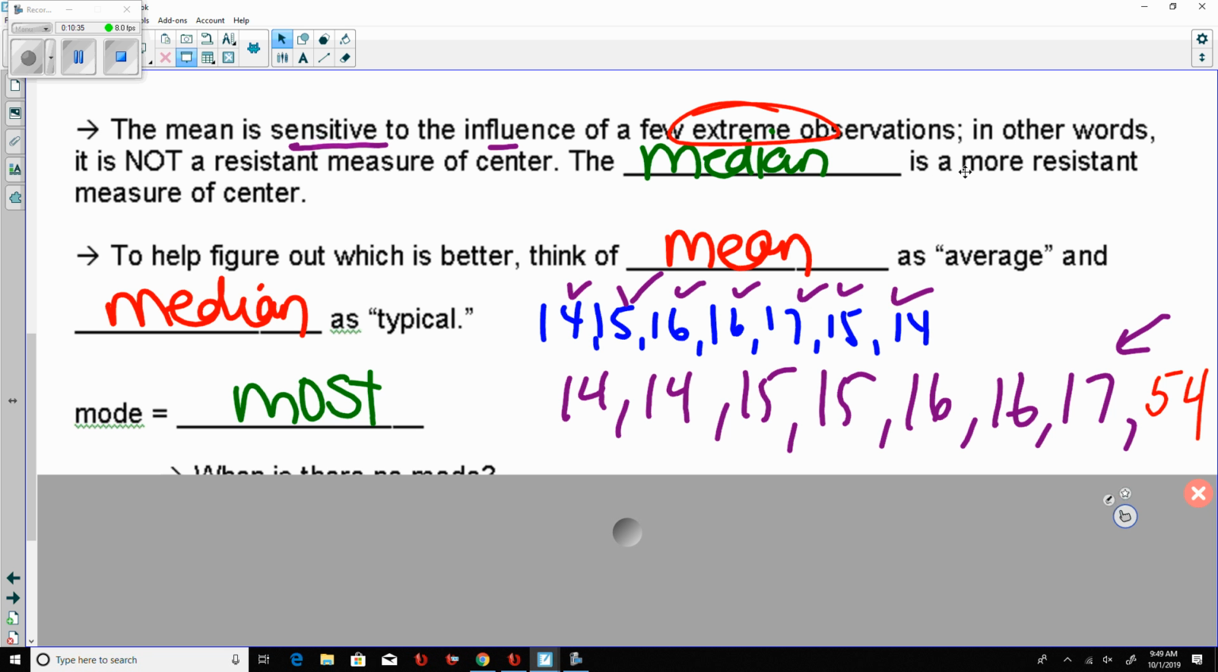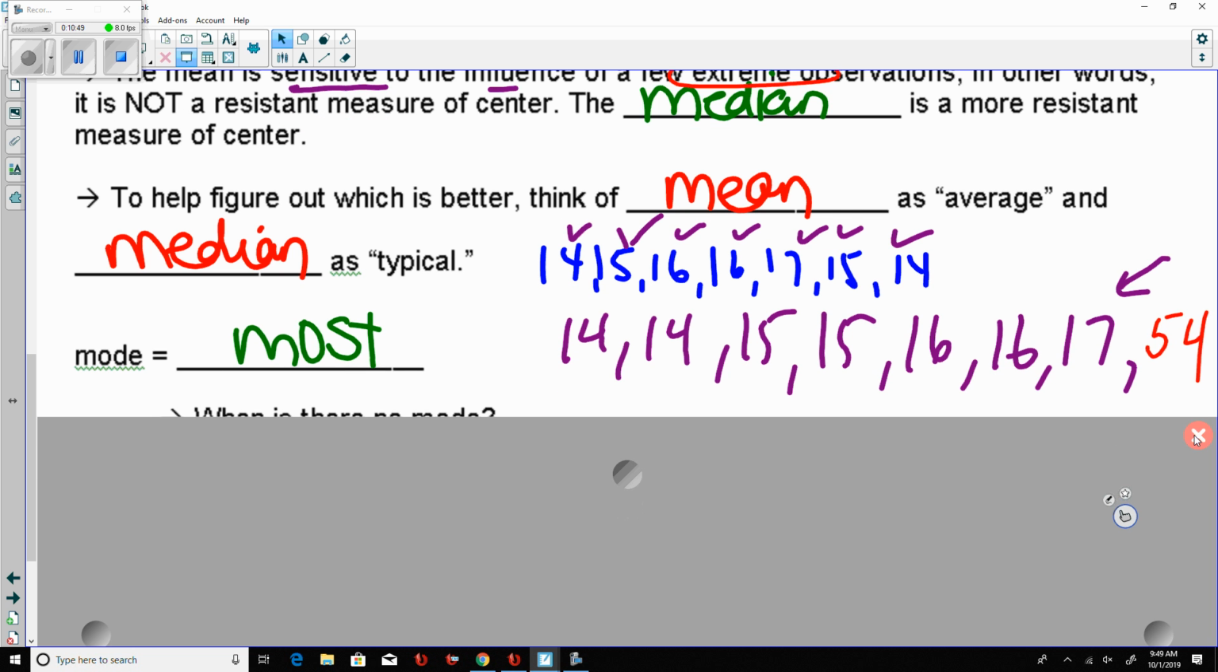Okay, and the median is more resistant as a measure of center. So that means if I have one, what we call an outlier, then that really affects the mean, but not necessarily the median. Okay, does that make sense? So that's how things can change.